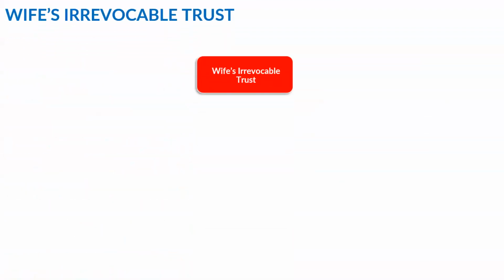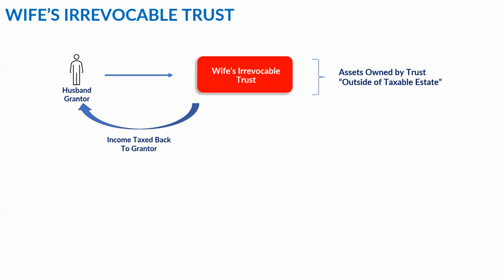So let's take this trust. Let's have an irrevocable trust set up for the wife in this case. So in this case, we're going to have the husband be the grantor of the trust. As the grantor, our husband is going to decide what the terms of the trust are. He's going to decide who's going to be the trustee of this trust. He's going to decide who's going to be the beneficiary of this trust. And when he's ready, he's going to transfer assets into this trust.